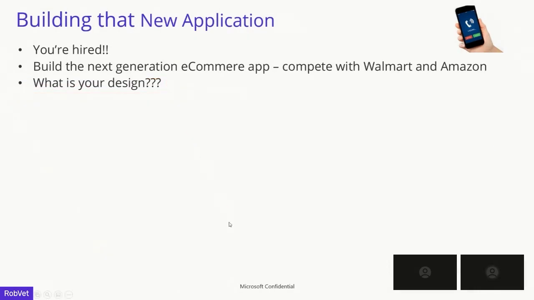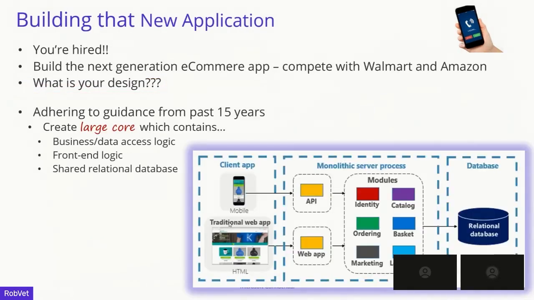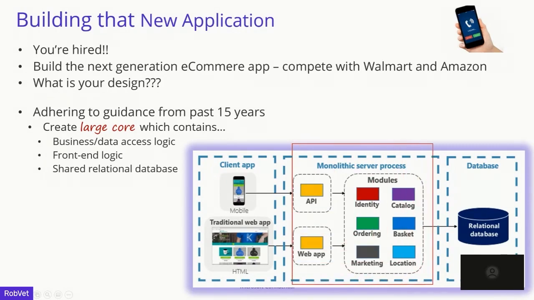Now, what's interesting is if you adhere to the guidance from the past 15 years or so, what you'll probably end up doing is this. You'll end up creating a large core, if you will. Let's look at this right here. It's a large core application. It will contain all of your business logic, your data logic, the front-end logic. You'll end up with a shared relational database. This is typically what we've been doing for a long time, right?